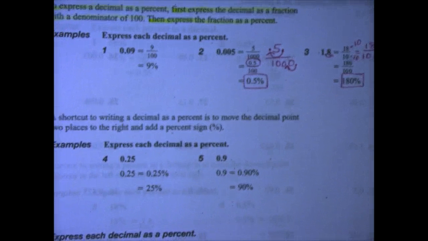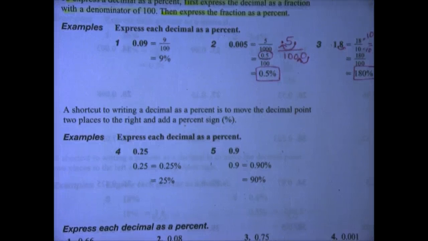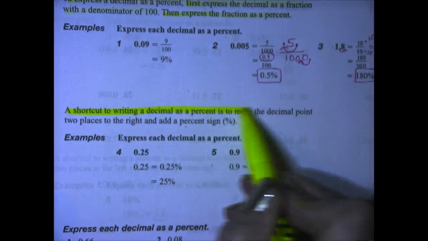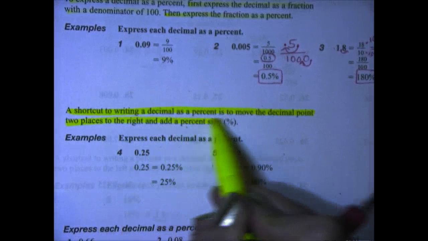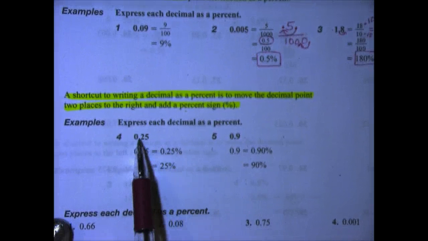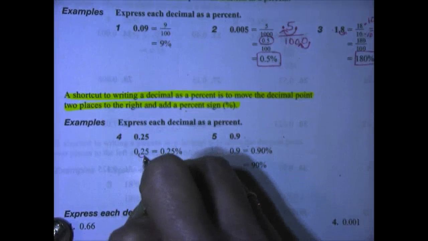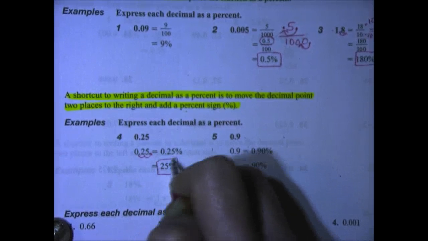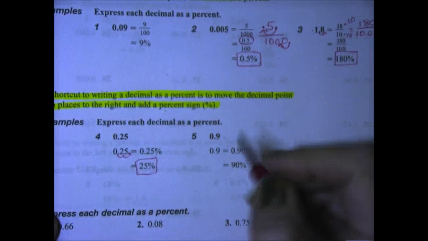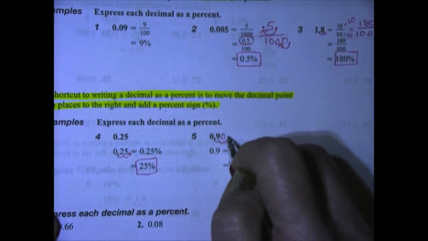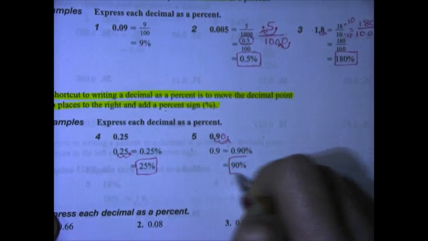There's also a shortcut to writing a decimal as a percent, and that shortcut says that we're just going to move the decimal point 2 places to the right and add a percent sign. So let's look at these examples. If we have 25/100ths, we're going to take that decimal point, move it 2 places to the right, and add a percent. 9/10ths, we're going to take our decimal point, move it 2 places to the right, and we get 90%.